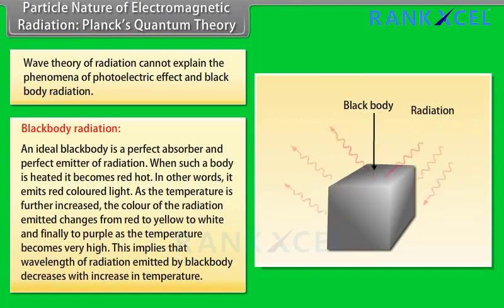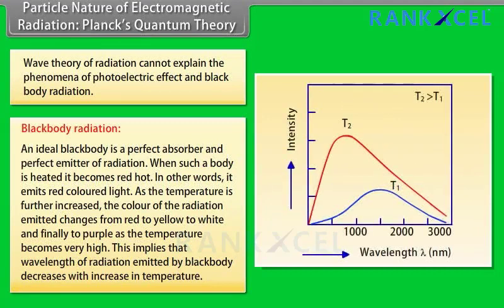When such a body is heated, it becomes red hot. In other words, it emits red-colored light. As the temperature is further increased, the color of the radiation emitted changes from red to yellow to white and finally to purple as the temperature becomes very high. This implies that the wavelength of radiation emitted by a black body decreases with increase in temperature.